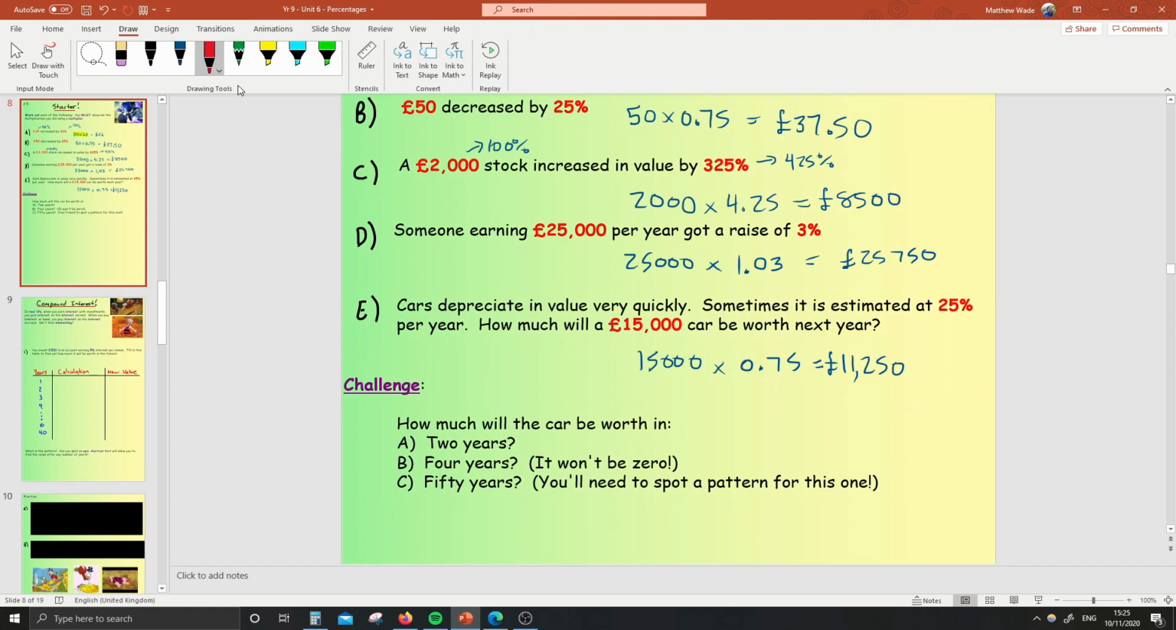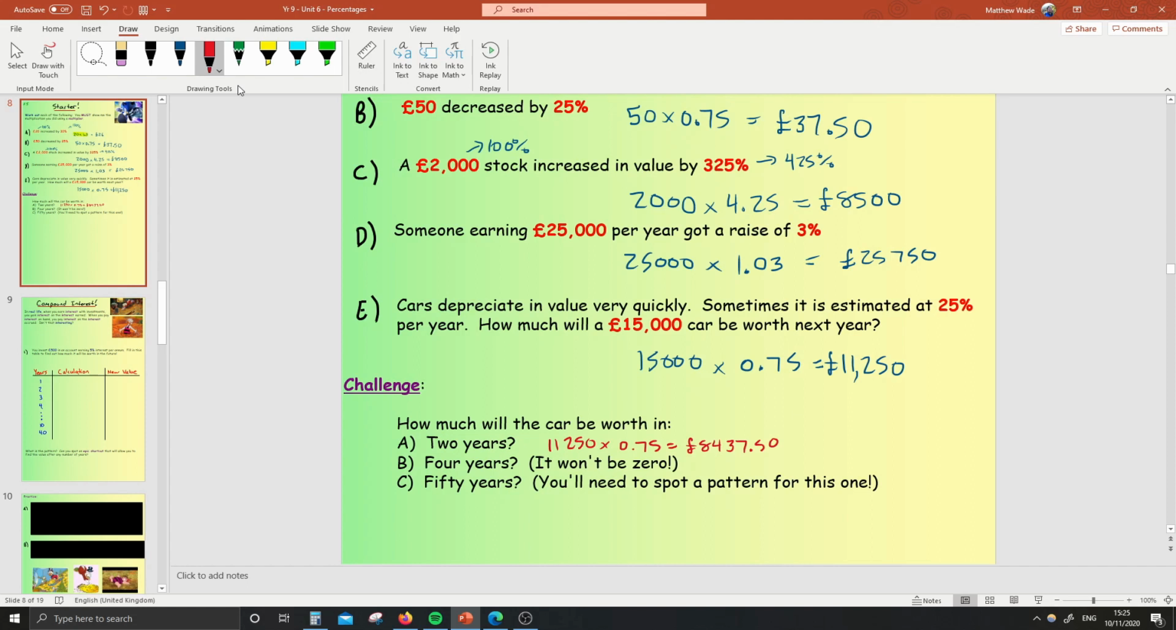Well, my buddies, I bet you some of you got this. So in the second year, it starts off being worth 11,250, and then you end up timesing that by 0.75, which means it's now 8437.50. Cool. What would you do to do the next 4 years?